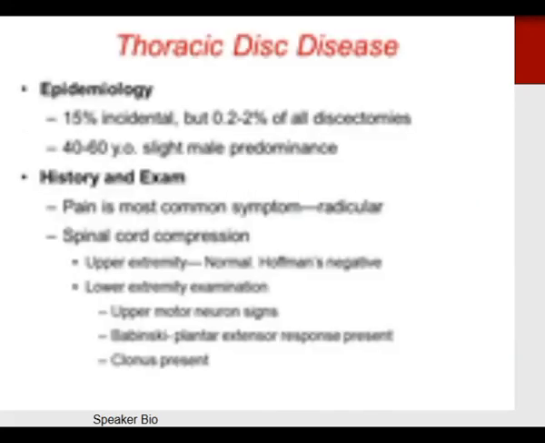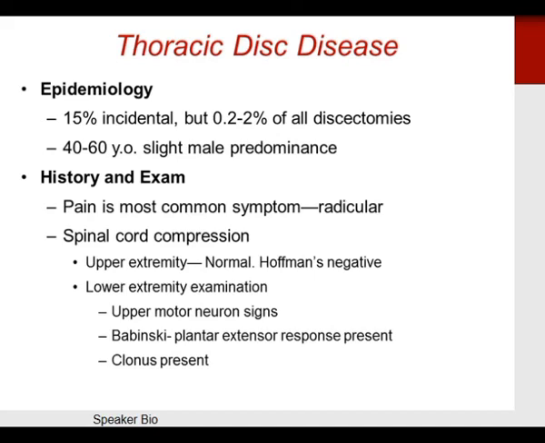Thoracic disc degeneration is fairly common on MRI, but as far as surgery, it is relatively uncommon. They make up about 0.2 to 2% of all discectomies. It's slightly male predominant and occurs in about 40 to 60-year-olds. They start to develop disc degeneration.